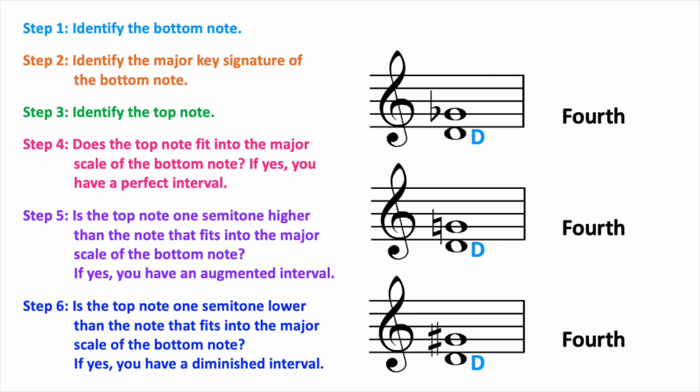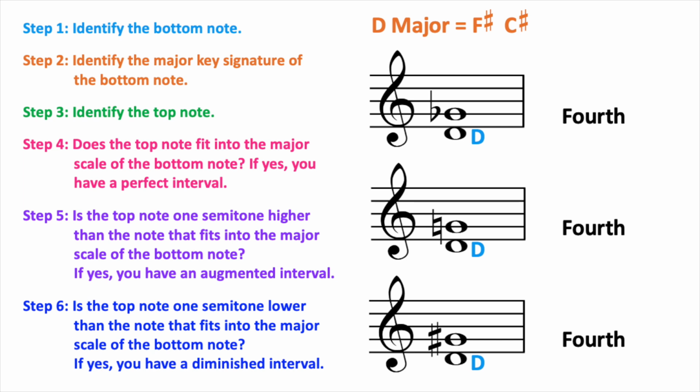Step 2 asks us to identify the major key signature of this bottom note. You can use any method to do this, but by this stage in your music studies, you should really start being able to recall these without needing to work them out. This will be an enormous time saver as you move forward in this book. So, we know that D major has an F sharp and a C sharp in its key signature, and that all other notes will then obviously be natural.